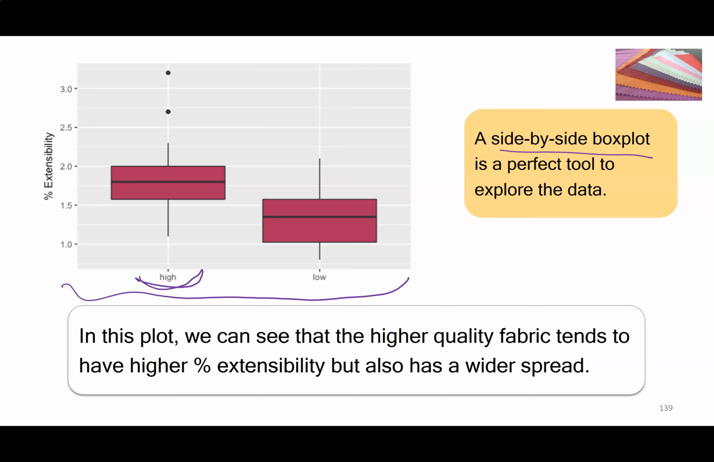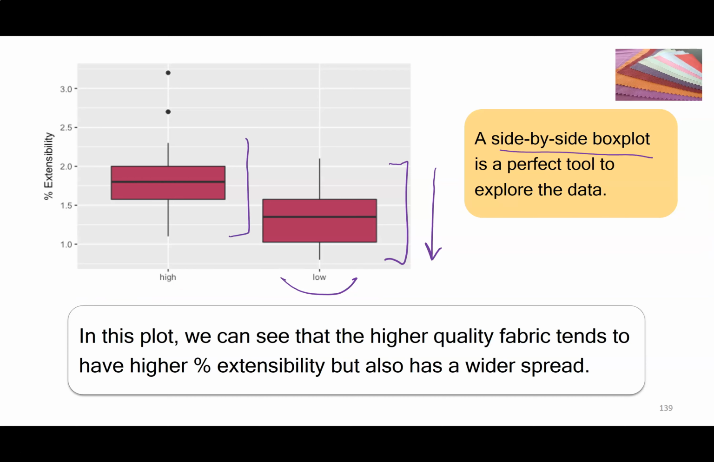So here we have the percent extensibilities for the high quality fabrics and the low. As you can see, the lower quality fabrics have lower percent extensibility. Generally, the higher have higher, but they also are more spread out. They have a couple of outliers that really do increase the spread here. So just using this, we can see the higher quality fabric tends to have a higher percent extensibility, but it also has a wider spread. It has a couple of high outliers in particular. If it hadn't been for those couple of outliers, it would probably have a slightly smaller spread.